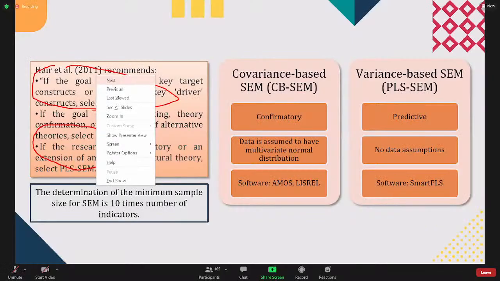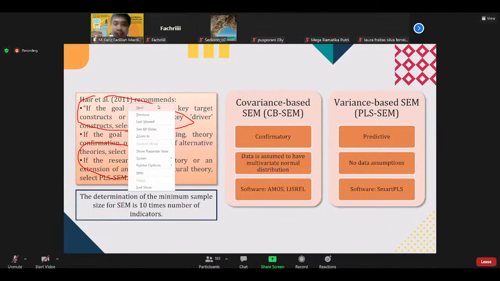is about open source R. Open source software R can be used for both of them, covariance-based SEM and variance-based SEM.